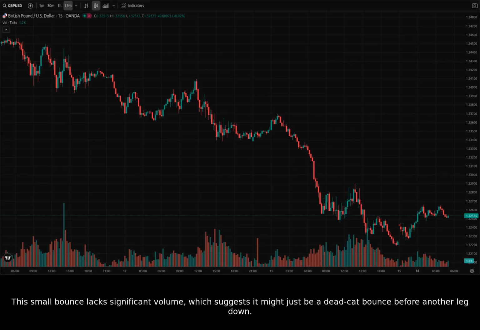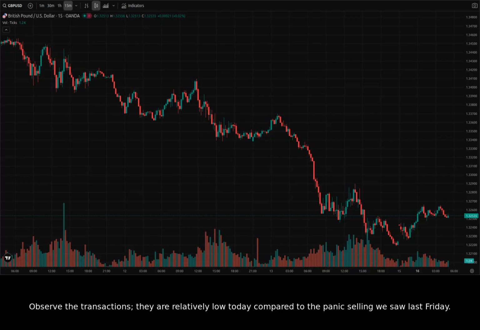This small bounce lacks significant volume, which suggests it might just be a dead cat bounce before another leg down. The intraday resistance is sitting at 1.3250, and we need to see a strong 15-minute close above this to confirm a relief rally. Observe the transactions. They are relatively low today compared to the panic selling we saw last Friday.